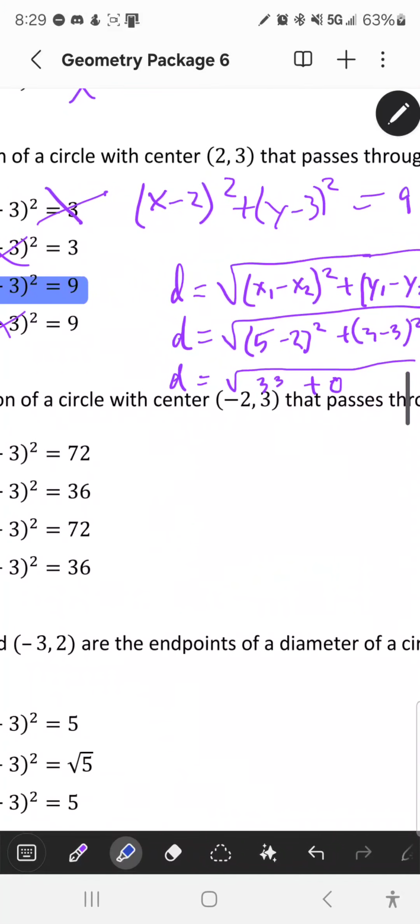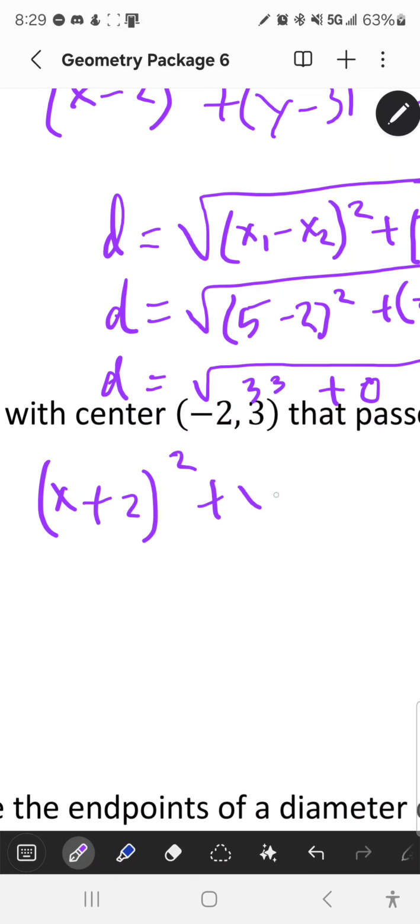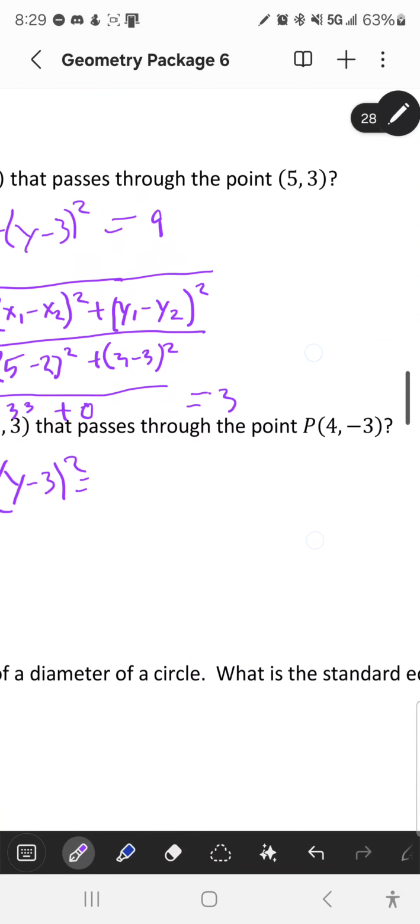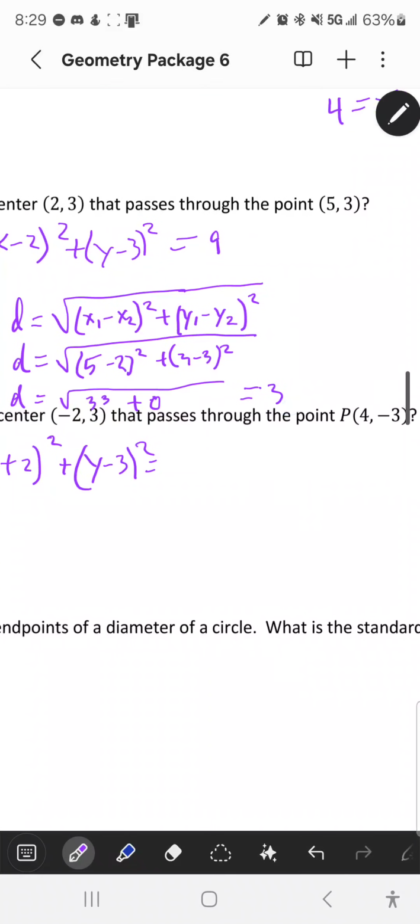Now 42. Equation of circle with center. Okay, let me calculate the center. So it'll be x minus 2, which is the same as saying x plus 2 squared, plus y minus 3 squared, equals. Now we need to calculate the radius. So let's calculate the radius. We use the distance formula.